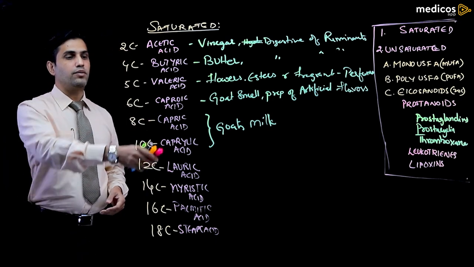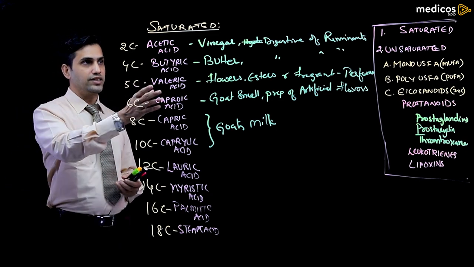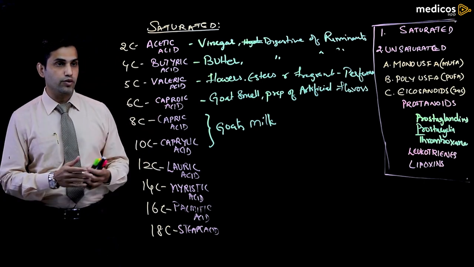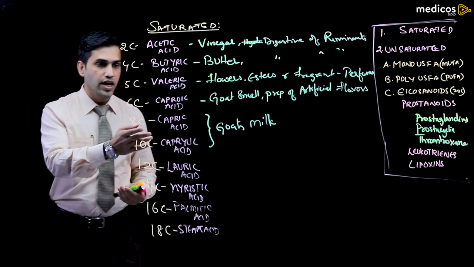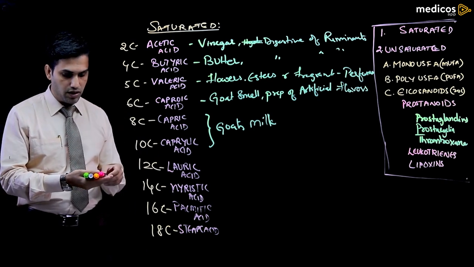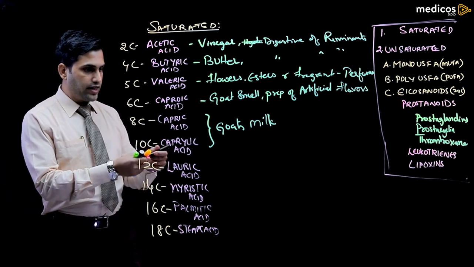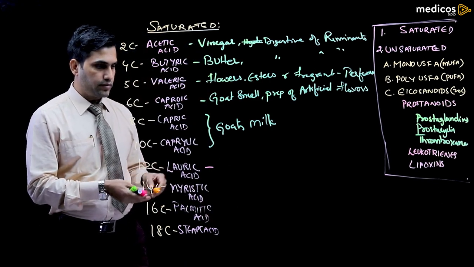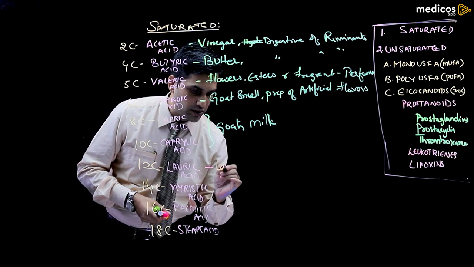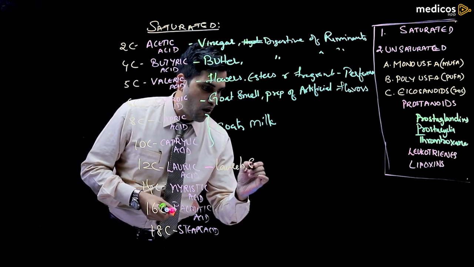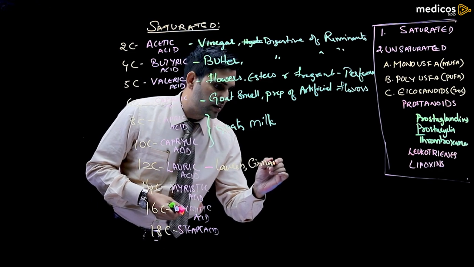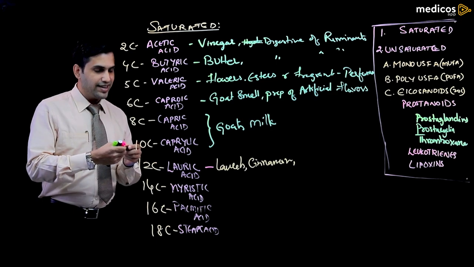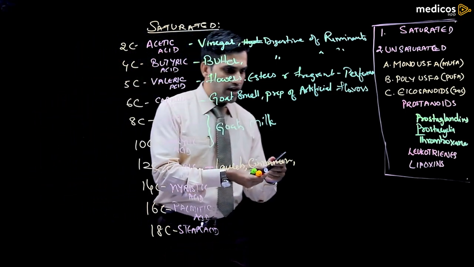Okay, anyways, so that is about capric acid and caprylic acid. Acetic acid, vinegar, digestion of ruminants, butyric acid, butter and so on. Valeric acid in perfumes, caproic acid in artificial flavors. Capric acid, caprylic acid is present in goat's milk. Lauric acid is the spice of biryani. They are present in laurels, cinnamon, dalchini ka chakla, laurels, cinnamon, what else? Coconut oil.